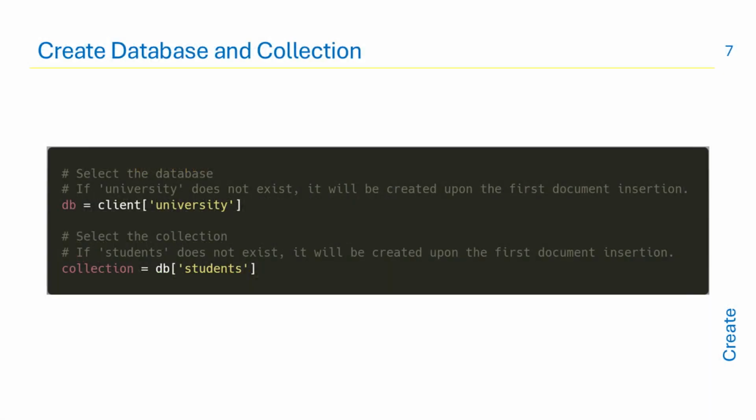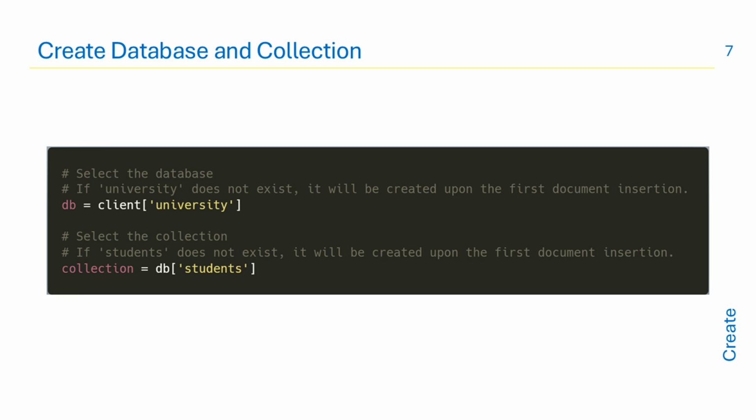Now that we have a client connected to our cluster, we need to specify which database and collection we want to work with. The syntax for this in pymongo is very intuitive and looks just like accessing a Python dictionary. Here we are selecting a database named University and, within that database, a collection named Students.